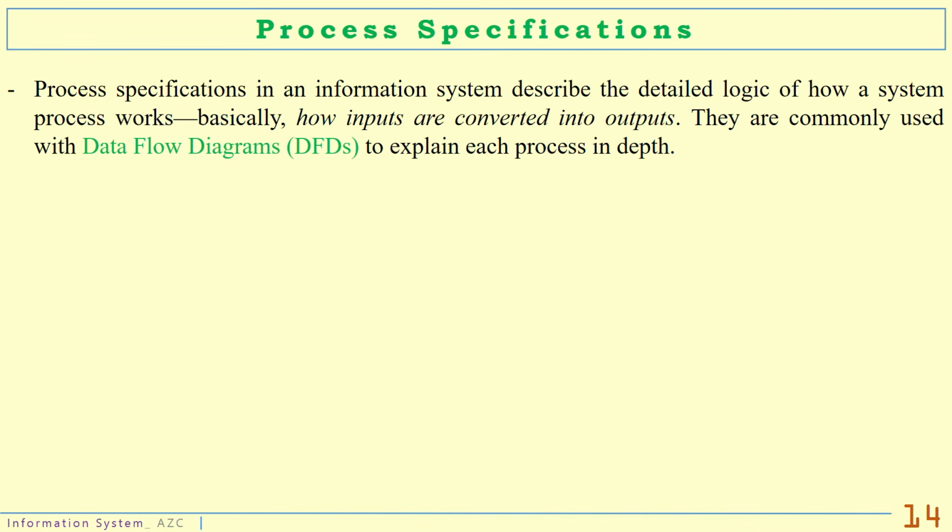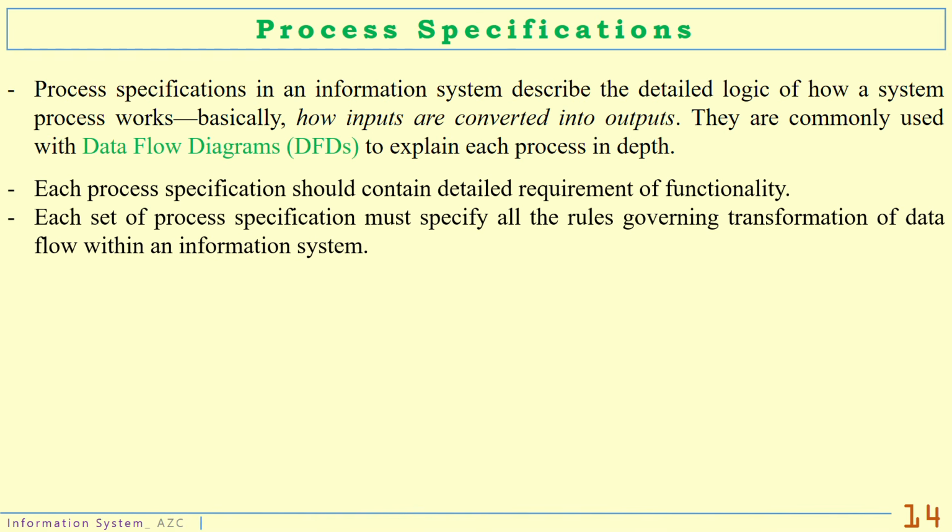Process specifications. Process specifications in an information system describe the detailed logic of how a system process works. Basically, how inputs are converted into outputs. They are commonly used with data flow diagrams to explain each process in depth. Each process specification should contain detailed requirement of functionality. Each set of process specification must specify all the rules governing transformation of data flow within an information system.